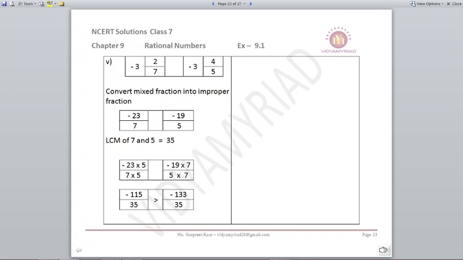Fifth part. Minus 3 2 by 7 and minus 3 4 by 5. They both are in mixed fraction. Convert it into improper fraction. It will be minus 23 upon 7 and minus 19 upon 5. 7 and 5 LCM is 35. Multiply it. You will get minus 115 upon 35 and minus 133 upon 35. 115 will come first. 133 will come later. It is negative sign, so it will be greater. Minus 115 will be greater than minus 133.